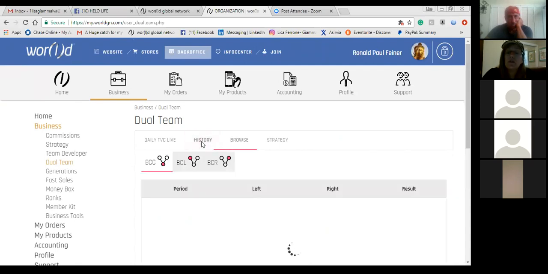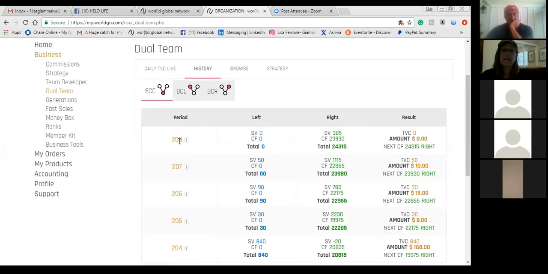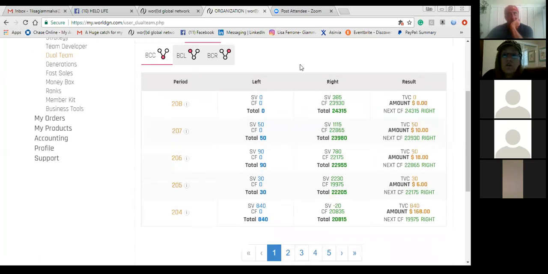Right here is the history button. All right, this is going to show you the history of pay cycle 208, 207, 206, 205. This shows you basically the history of all the dual team. And if you look up here, it shows you the right leg and the left leg. This particular week, obviously there was no commission. This week, right, it shows you everything. Shows you what was carried over, what was current, every week what was current.